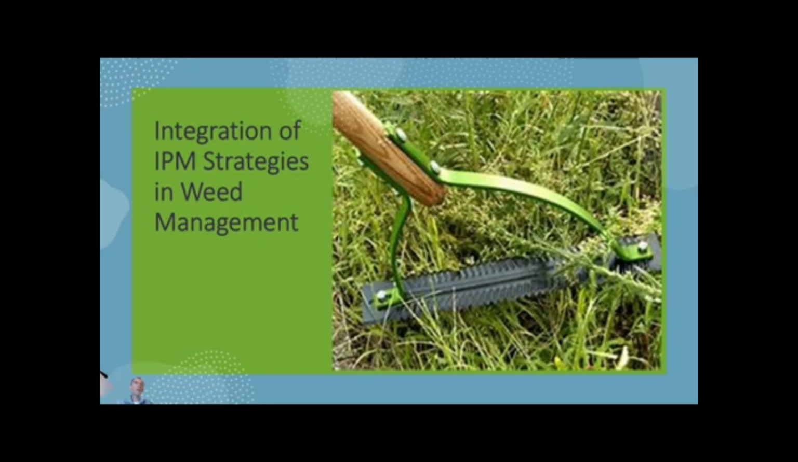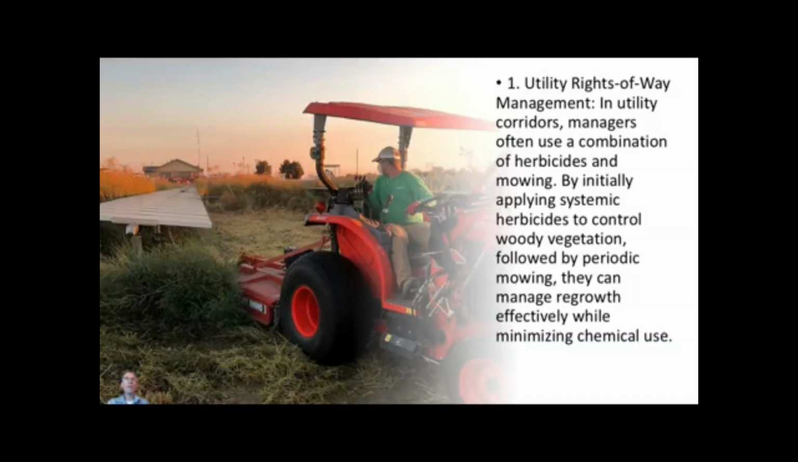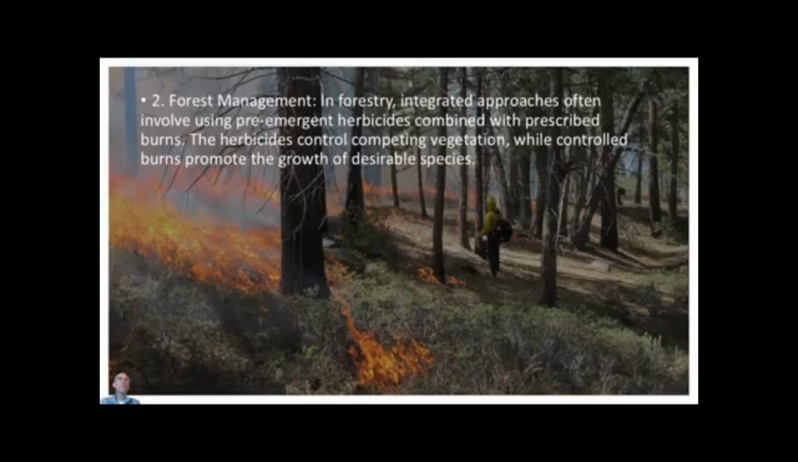Integration of IPM strategies in weed management. 1. Utility rights-of-way management. In utility corridors, managers often use a combination of herbicides and mowing. By initially applying systemic herbicides to control woody vegetation, followed by periodic mowing, they can manage regrowth effectively while minimizing chemical use. 2. Forest management. In forestry, integrated approaches often involve using pre-emergent herbicides combined with prescribed burns. The herbicides control competing vegetation, while controlled burns promote the growth of desirable species.